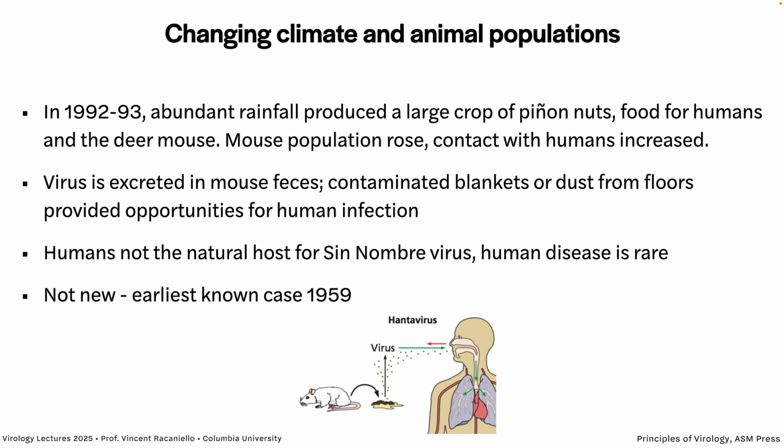And as the mouse population rises, the mice go in people's homes. And they're excreting virus in mouse feces. And you see mouse poop in your house. What do you do? You sweep it up. You aerosolize the virus, you inhale it, and you get Hantavirus pulmonary syndrome. And that's why it became visible in that year, because we had an abundant rainfall that increased the mouse population.